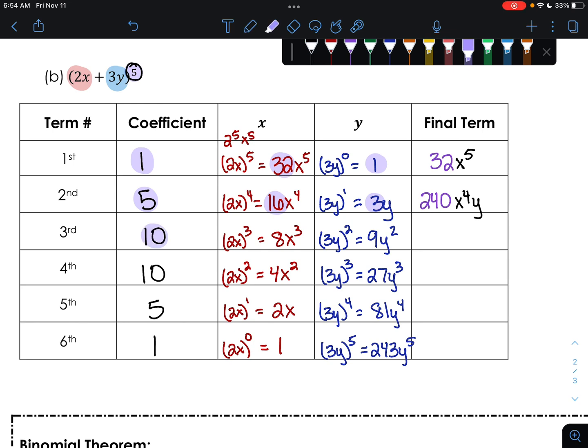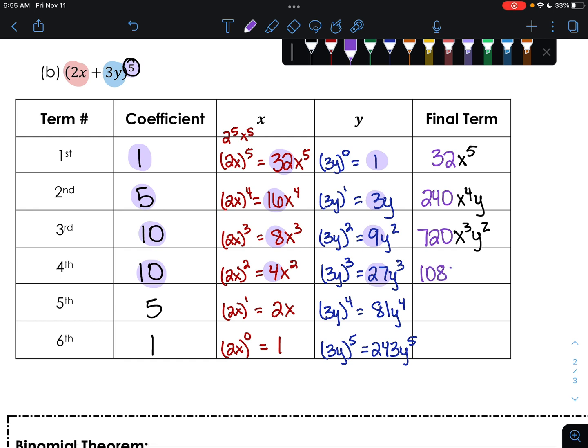So now we have 10 times 8 times 9. That would be 720. x to the 3rd, y to the 2nd. Then I multiply 10 times 4 times 27. That gives me 1080. x to the 2nd, y to the 3rd. Then I multiply 5 times 2 times 81. That gives me 810. x to the 1st, y to the 4th.